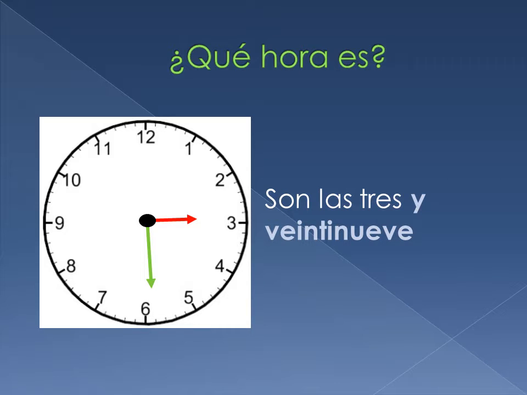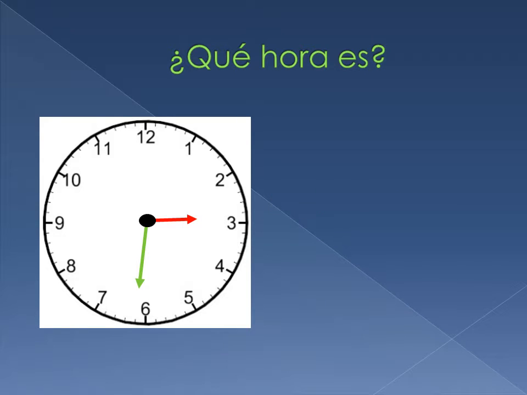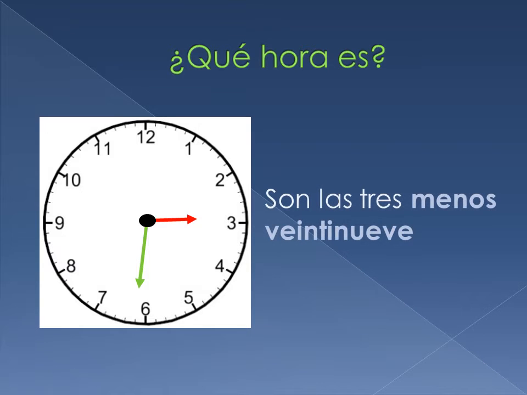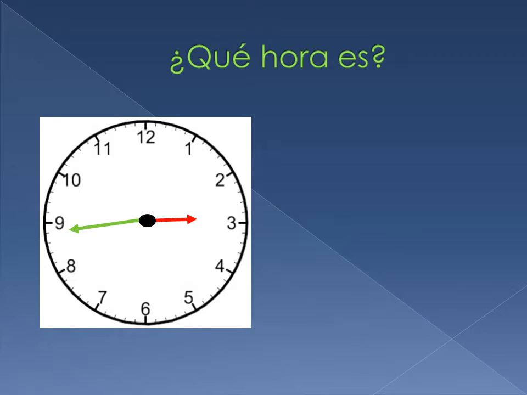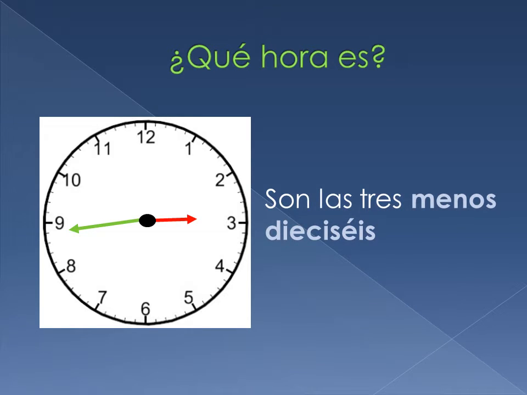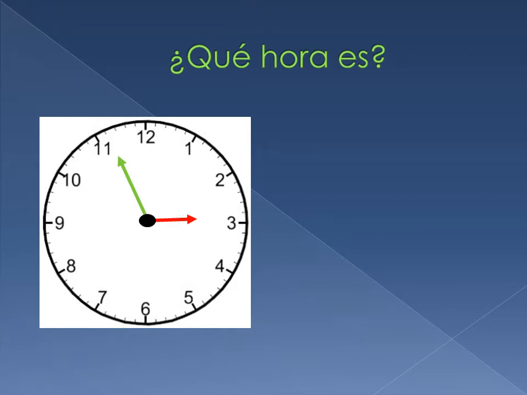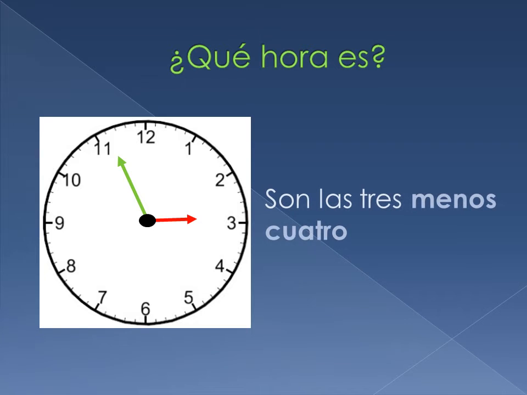Once we get to after half past, so 29 minutes to, then you just use menos instead of y, and you count the other. In this case, it's 29 minutes to 3. Son las 3 menos 29. It's 16 minutes to 3. Son las 3 menos 16. And it's 4 minutes to 3. Son las 3 menos cuarto.